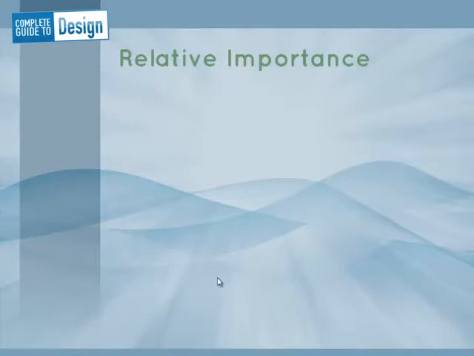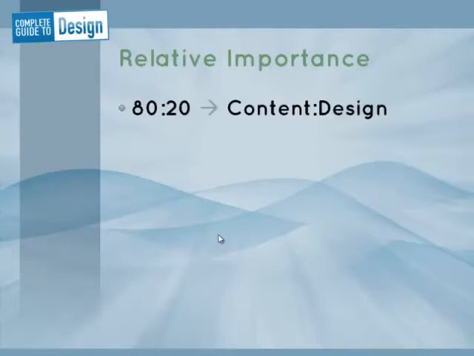So we're starting with relative importance. How important is design in the overall scheme of things? First of all, the 80-20 content versus design rule. This is pretty much akin to the Pareto principle. Generally speaking, 80% of your design should be content biased. It could even be 90-10, to be quite honest.